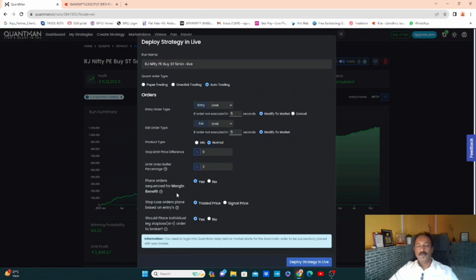Place order sequence for margin benefit: keep it as is if you are going for any selling strategy. If it is a buying strategy, this will give a margin benefit for you. Stop loss is the traded price. So that's it. You can click deploy live.